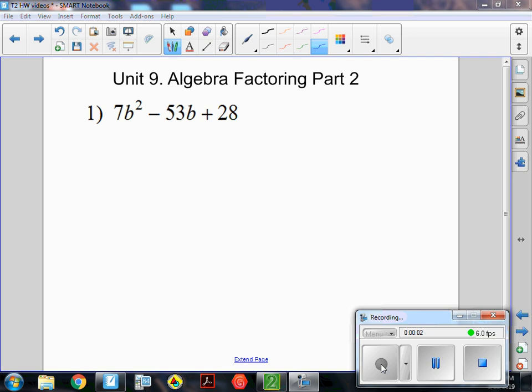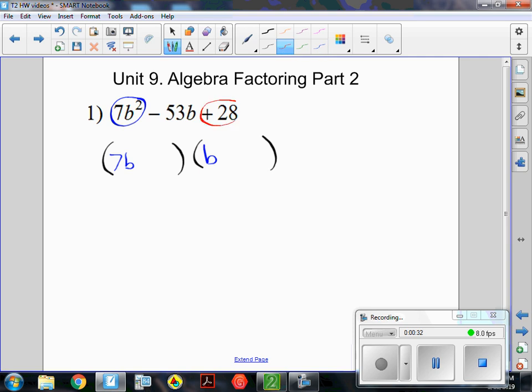Okay, factoring part 2, number 1: 7b squared minus 53b plus 28. We know from factoring and paying attention to the structure of factoring and multiplying that the very first number we see, 7b squared, is going to be broken up into factors, and those go in the first spot of each parentheses. So 7 is a prime number, which means the only option here is 7b and b.